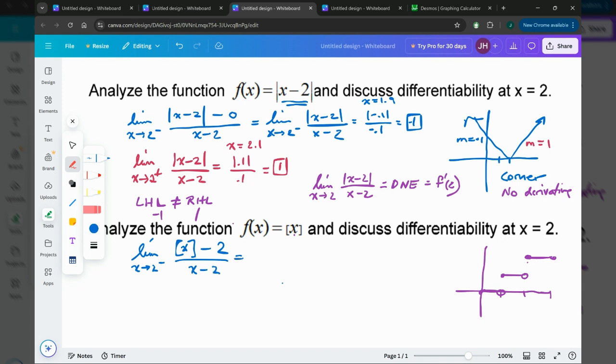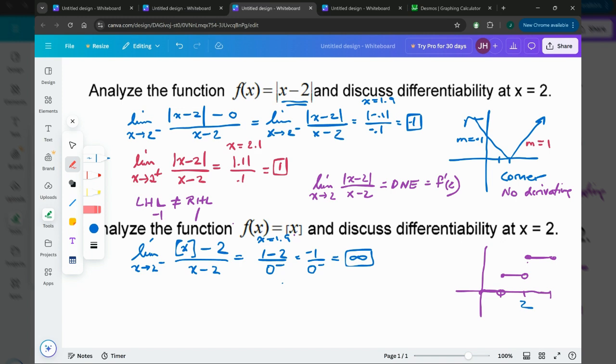Now, again, we're going to pick a number that's just to the left of 2. Let's try x equals 1.9 again. The greatest integer function of 1.9 is 1. 1 minus 2 is negative 1. On the bottom, if you plug in 1.9, you get 1.9 minus 2. That's a negative number. It's a negative number that's approaching 0. The bottom are negative numbers approaching 0. A negative divided by negative is positive. 1 over 0 with respect to limits. This goes to infinity.